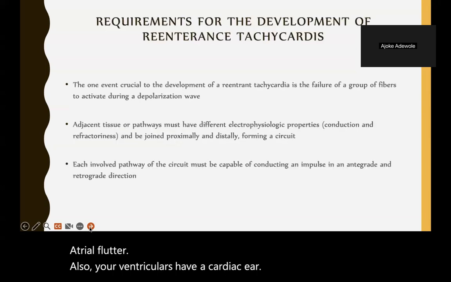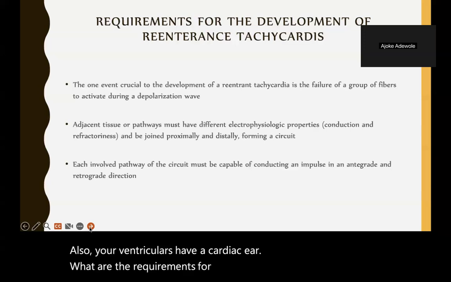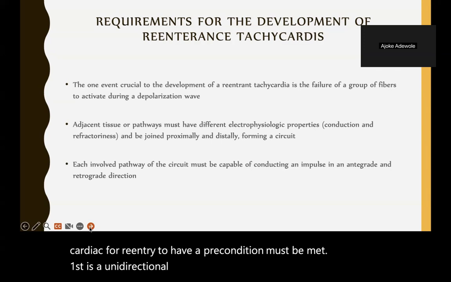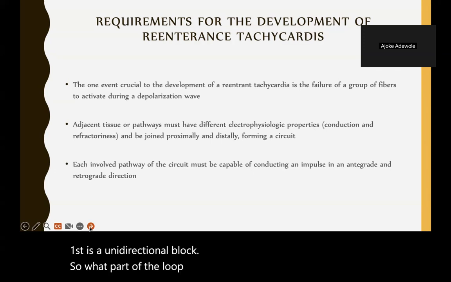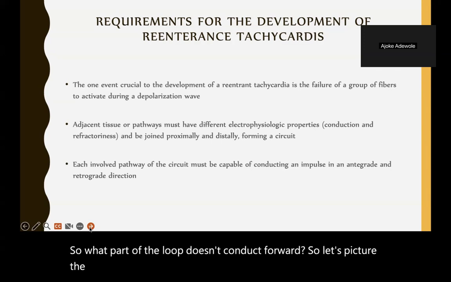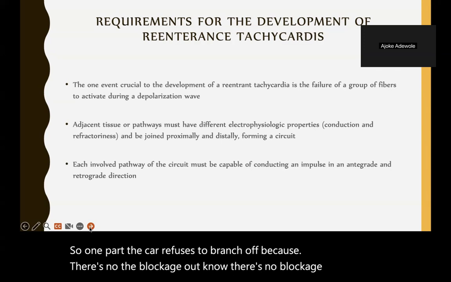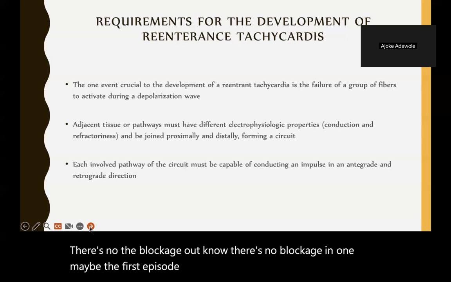Now, what are the requirements for developing re-entrant tachycardias? For re-entry to happen, three conditions must be met. First is a unidirectional block, where one part of the loop doesn't conduct forward. Let's picture the roundabout again. The car is moving, but in one part the car can't proceed because of a blockage, even though there's no blockage at maybe the first or second exit. So one part of the loop does not conduct forward.